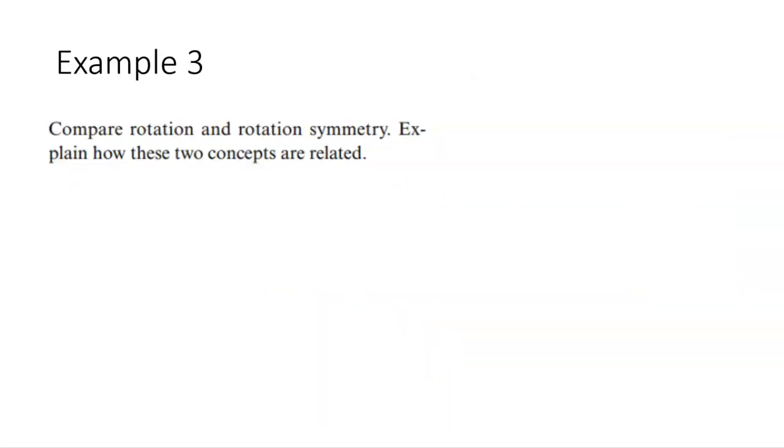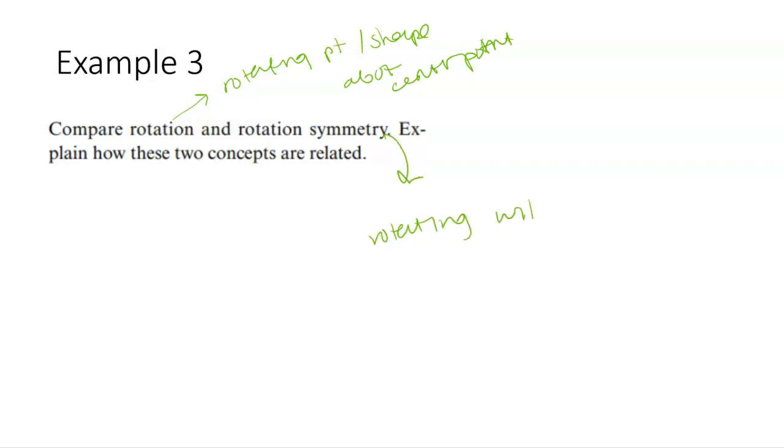So with rotations, we're rotating a point or a shape about a center point. But in rotation symmetry, we're rotating within the design. We're not creating any new points. Here we end up with new points, new shapes, but here it's within itself. And when we come back, we will continue to explore and do some more examples of actually finding symmetry.